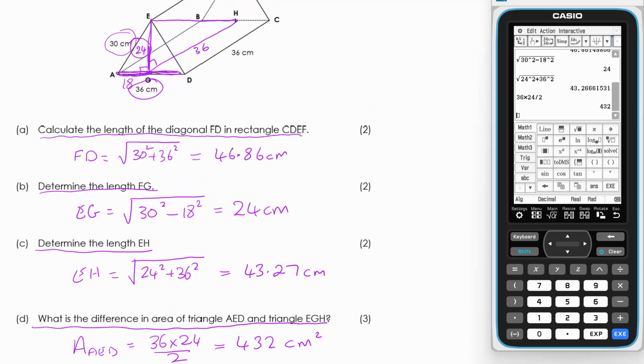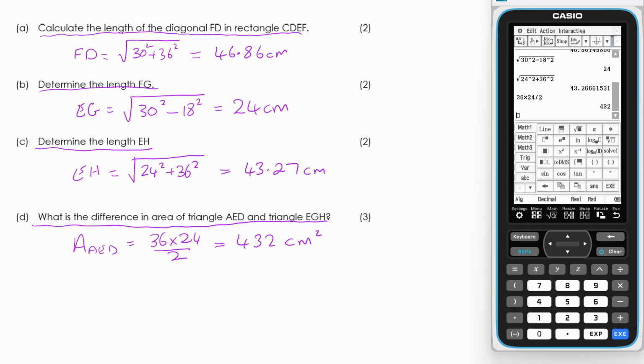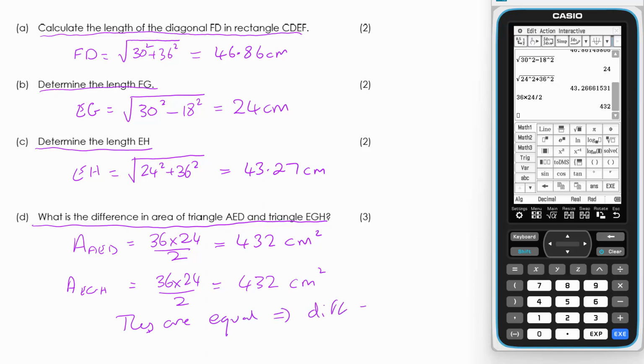And the other triangle we want is EGH, which is the one we were just working with. We can see that's got a height of 24 and a base of 36. So the area of EGH is 36 times 24 over 2. That looks familiar. So that's 432 centimeters squared, and they are indeed equal. So the difference is equal to 0.